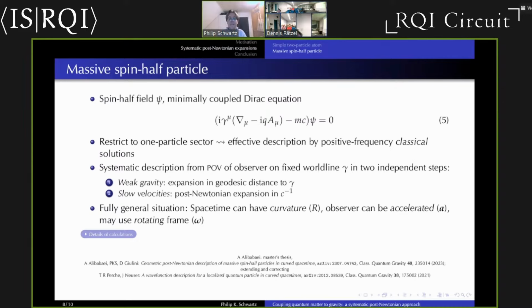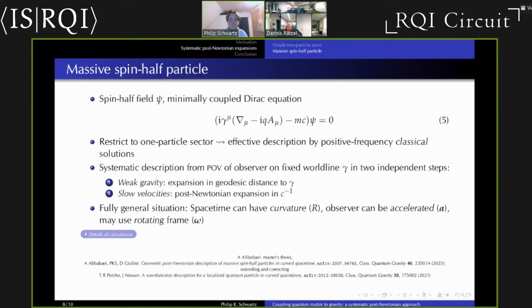And then in the second step, we do a 1/c expansion, as I mentioned before. So in the second step, we really implement this post-Newtonian expansion, realizing slow velocities. After the first step, we are still in the full Dirac theory, just applied to the situation of weak gravitational fields and weak inertial effects of the observer. And in the second step, we then focus on slow velocities and really a post-Newtonian expansion.